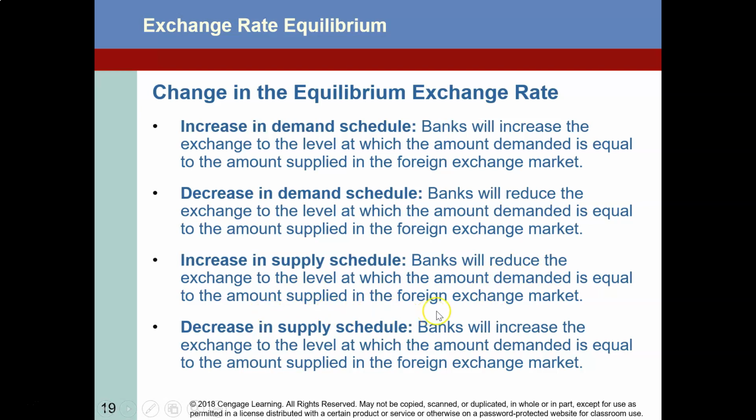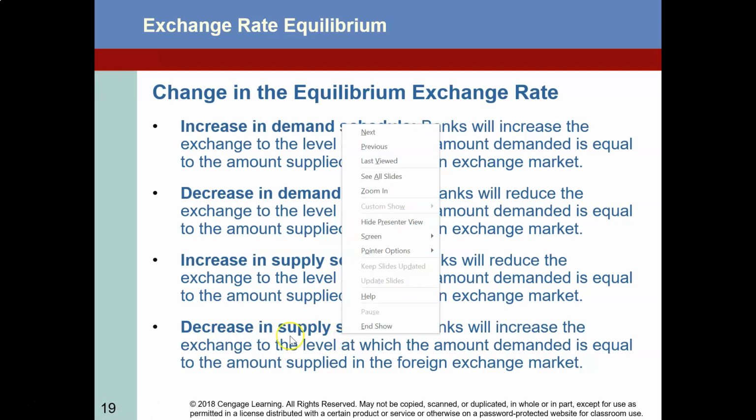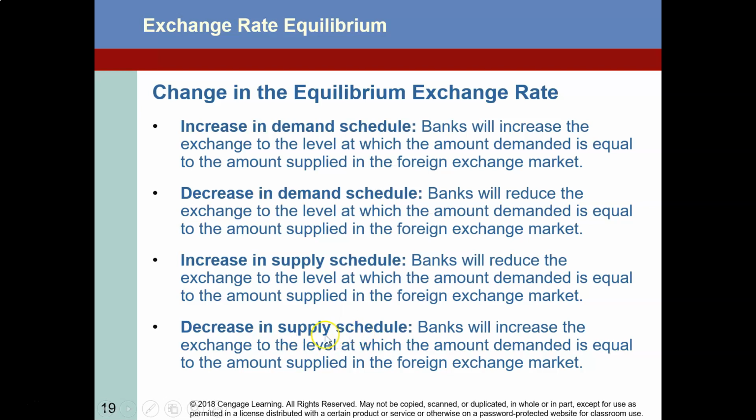And the opposite case would be a decrease in the supply schedule, where the red line is moved to the left. For each price level, there's a lower quantity of supply. In this case, the intersection point will be higher, right? So the banks will increase the exchange rate to the higher price level, at which again an equilibrium is reached.